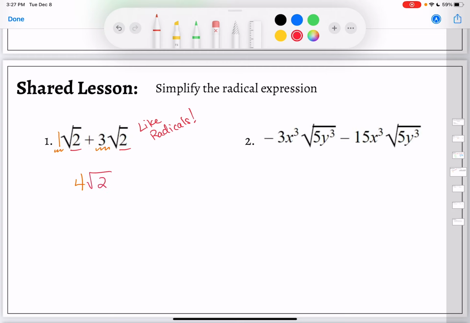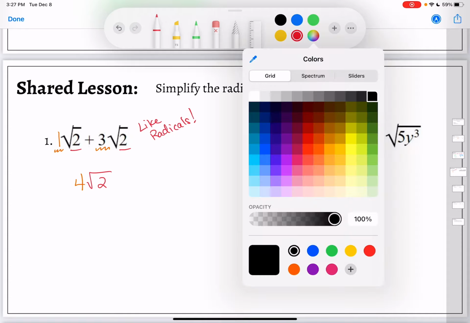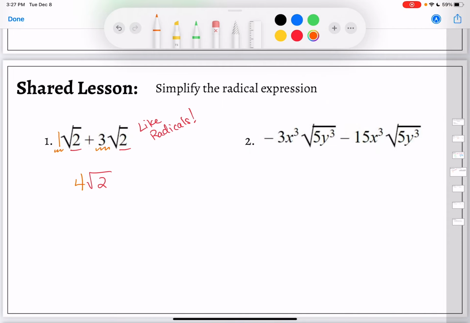So just like with like terms, you are combining your coefficients, those numbers in front of the radical, but the radical doesn't change. So they have to be like radicals to combine them because that radical needs to stay the same after you've combined them. If they were two different radicals, which one do we keep? I don't know. And that's because the radical doesn't change. So combine coefficients and the radical stays the same.